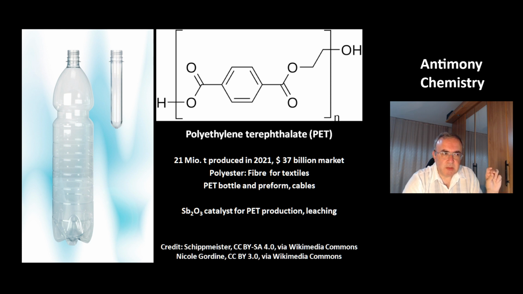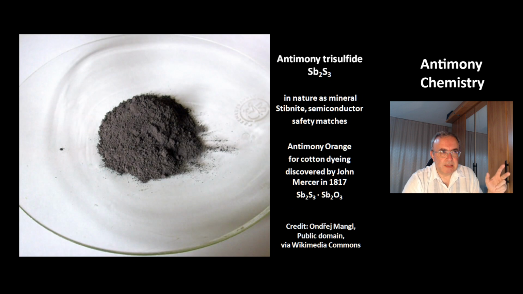Antimony trioxide is a catalyst for the production of PET. That's why PET contains small traces of antimony trioxide, which can leach over time. This antimony trisulfide, Sb2S3, is known in nature as the mineral stibnite. It has semiconductor properties, and it is used for safety matches. In 1817, John Mercer discovered antimony orange that can be used for cotton dyeing, which is a mixture of antimony trisulfide and antimony trioxide.